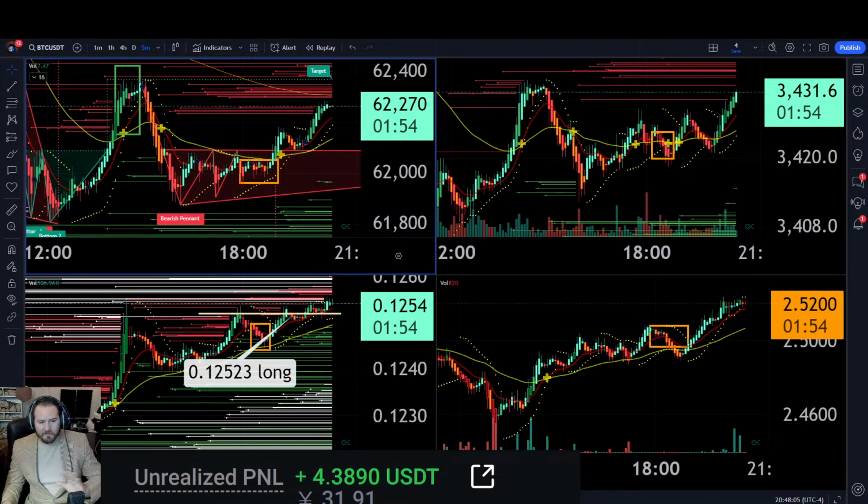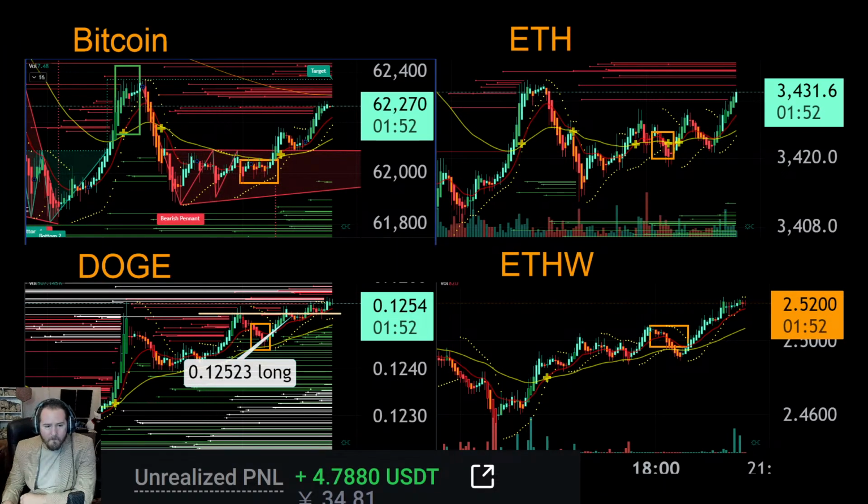But let's watch the charts here, see how this Doge Long is doing. Let me check this image real quick.